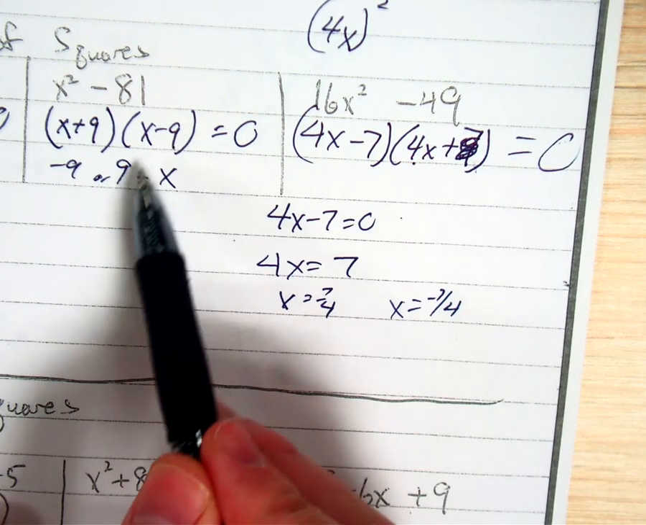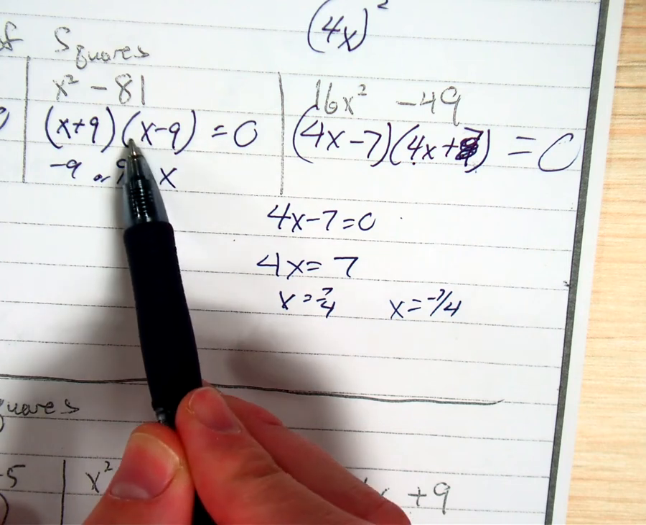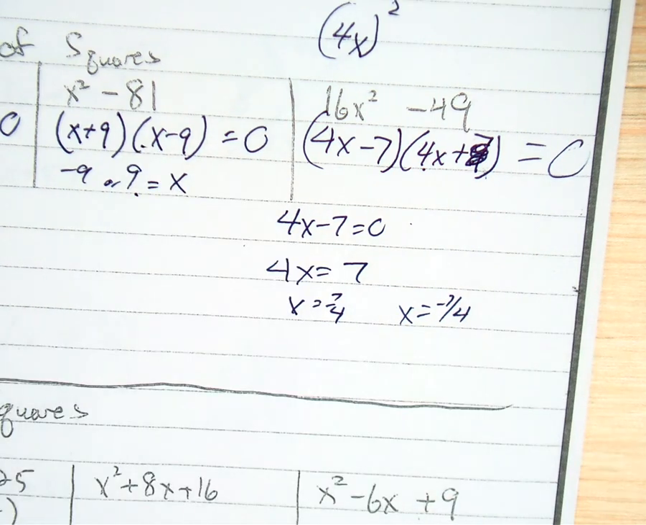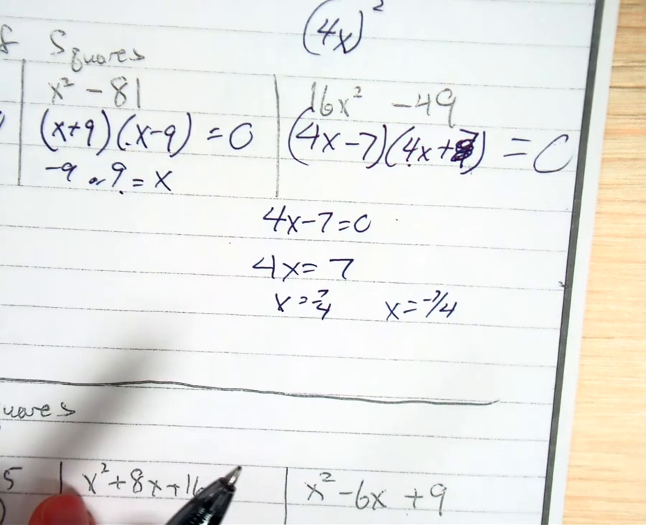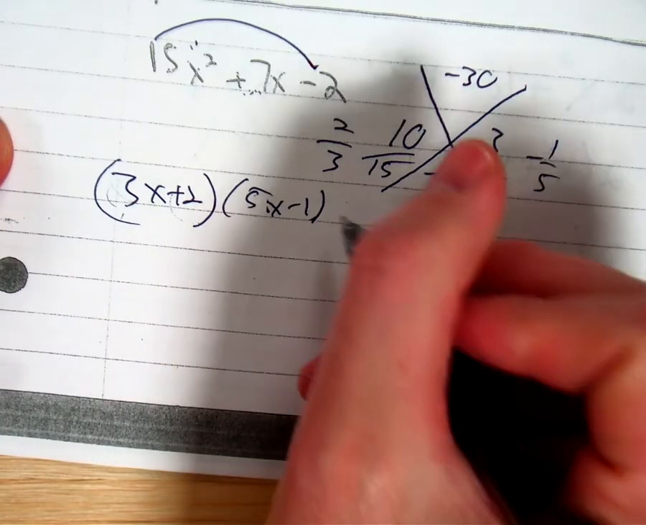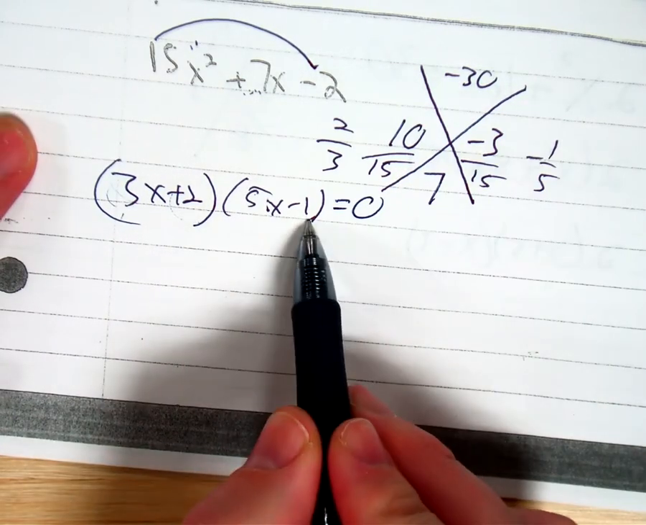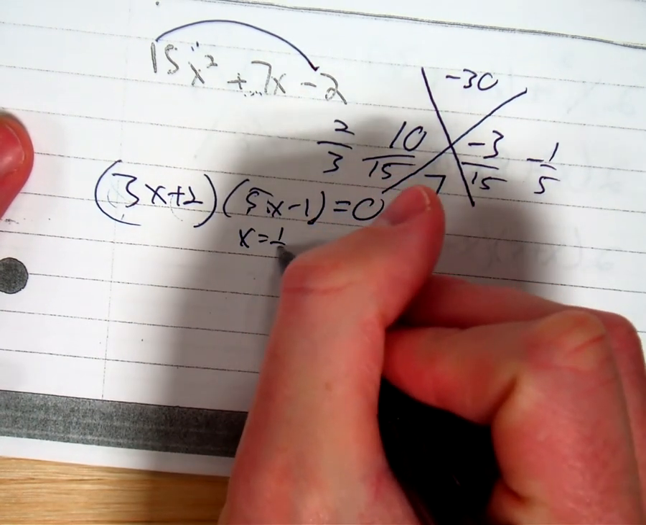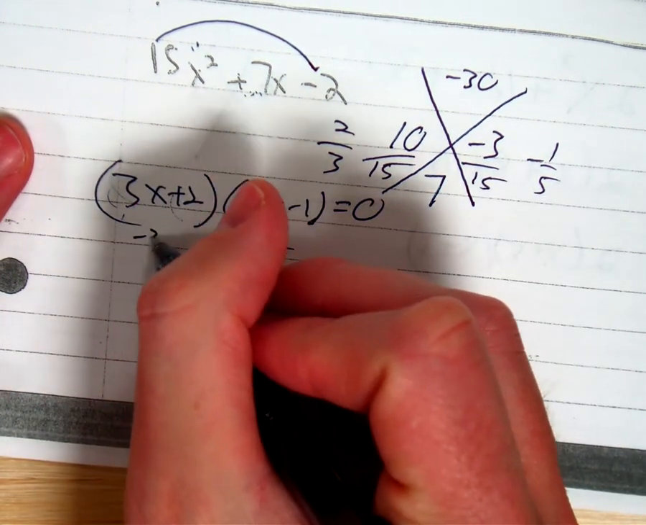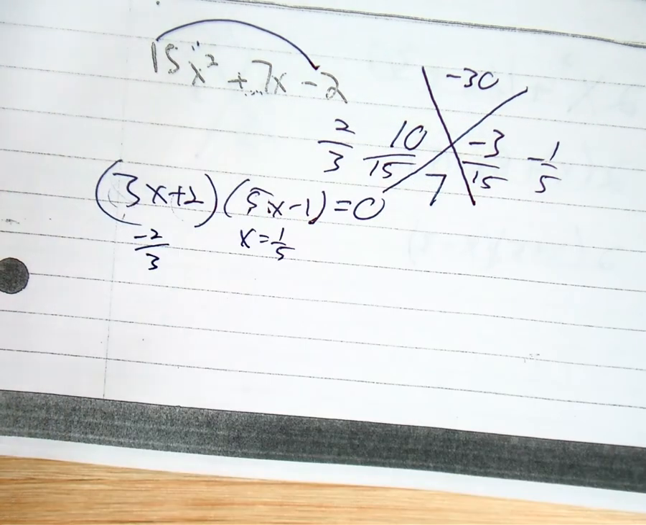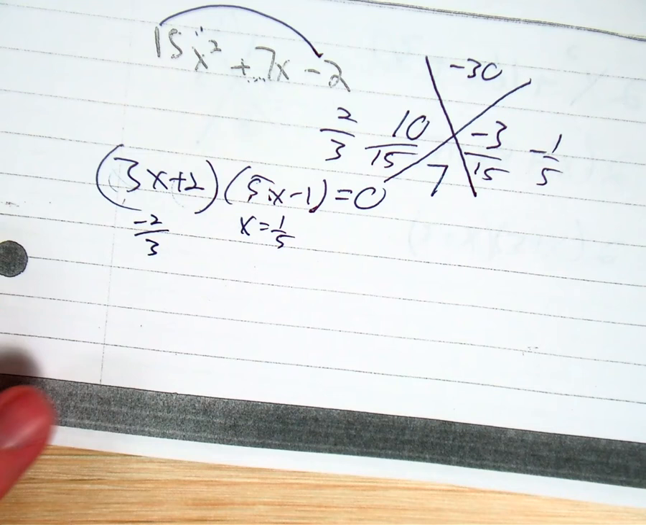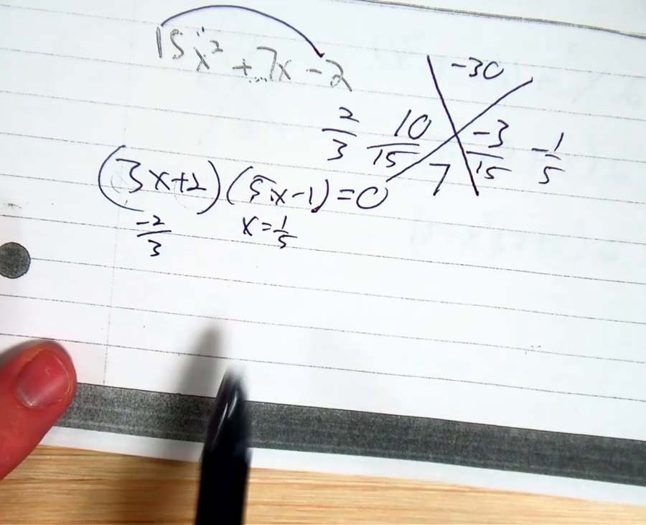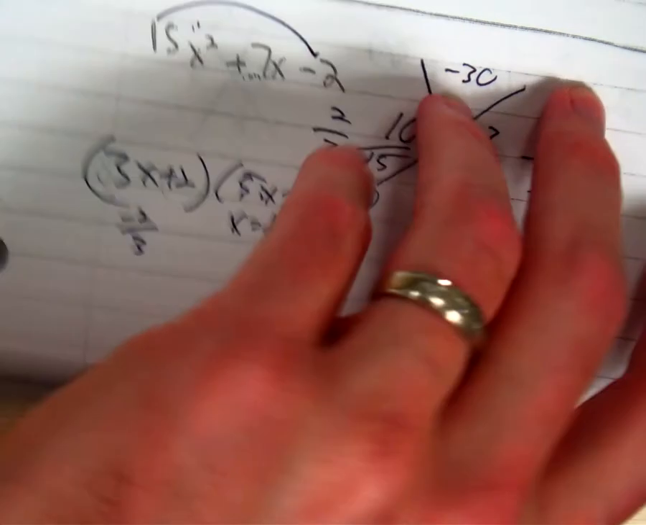We even did that over here. Opposite of the back would be a positive 9, divided by the front, divided by 1 is still 1, or 9, positive 9. Let's flip back here. Let's say this one was equal to 0. Opposite of the back, positive 1, divided by the front, 1/5. Negative 2/3. Same type of stuff if the problem was equal to 0 and asking you to solve.